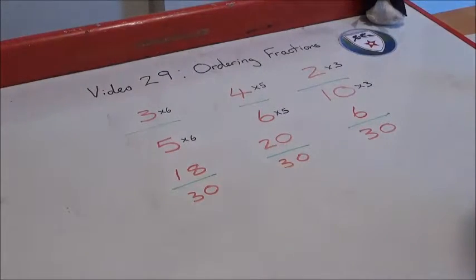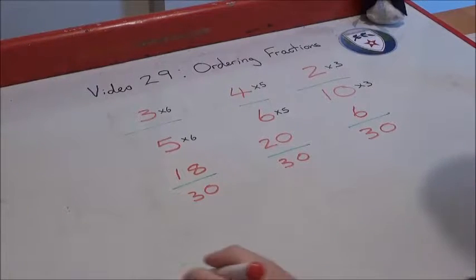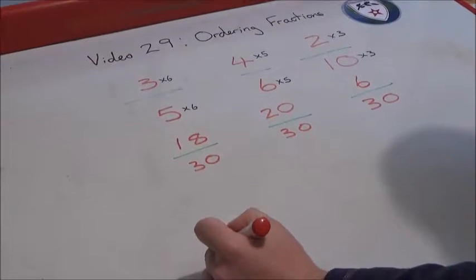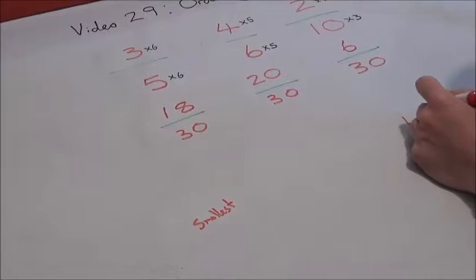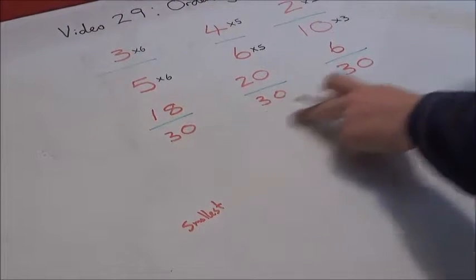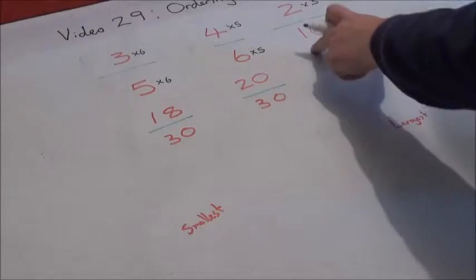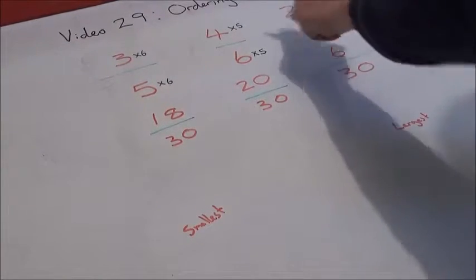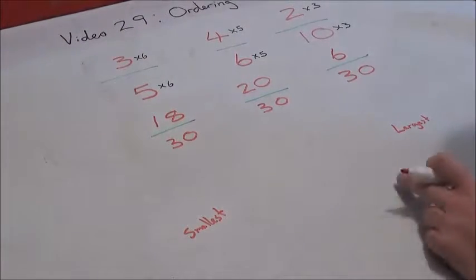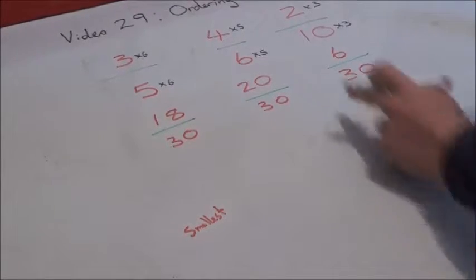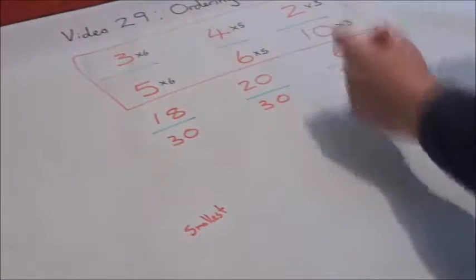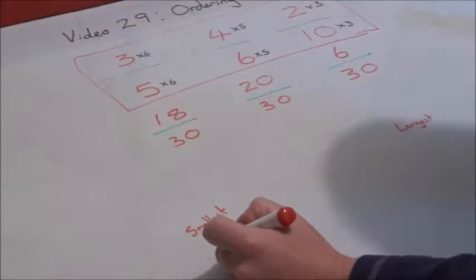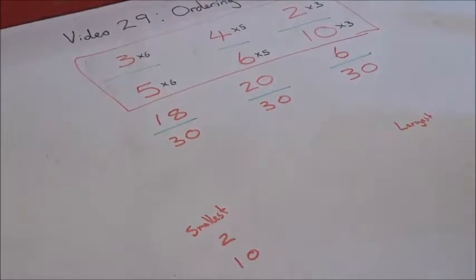Now I have 3, and if I was going to order them from smallest to largest, my smallest fraction out of the 3 is going to be 6/30. Now I could put 6/30 or 2/10. They're equivalent fractions, it's the same thing. As we started with these numbers up here, I'm going to write those in there. So my smallest is going to be 2/10.